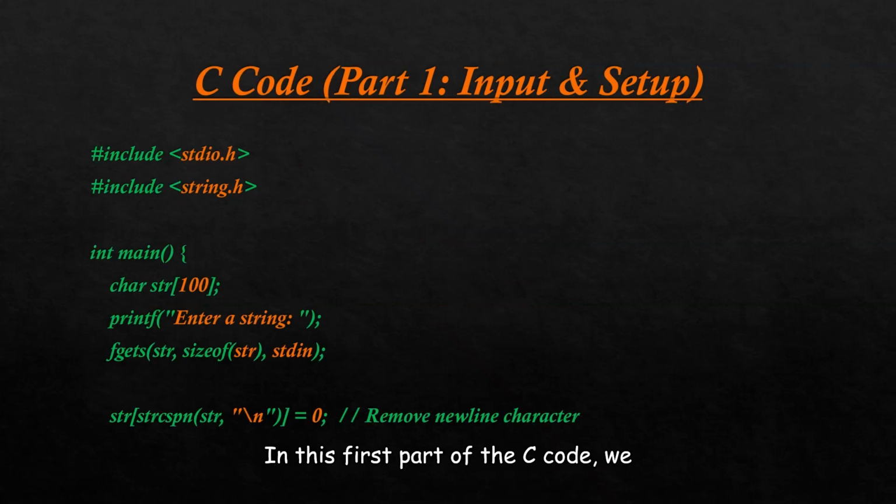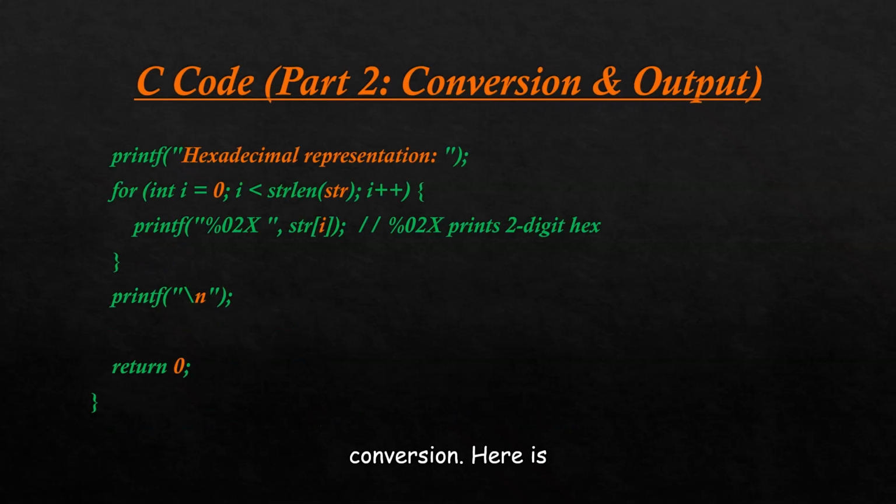In this first part of the C code, we include the required libraries stdio.h for input and output, and string.h for string functions. We then declare an array to store our string input. Using fgets, we safely read the string from the user. However, fgets also captures the newline character when you press enter, so we use strcspn to remove that. This prepares our input properly for conversion.